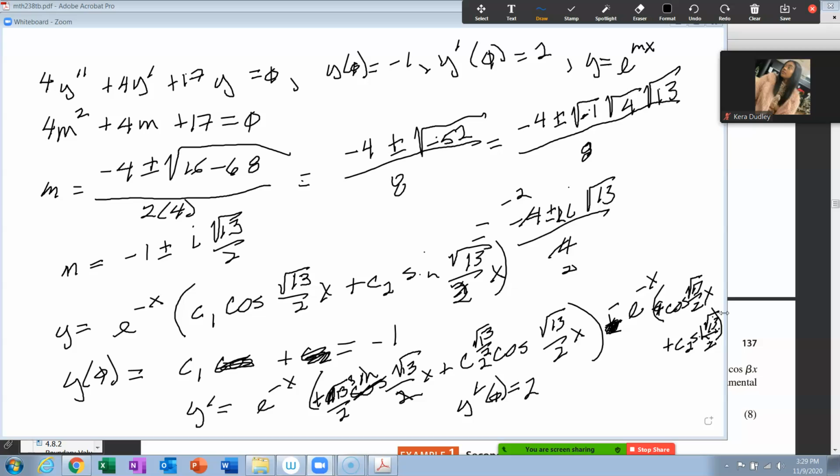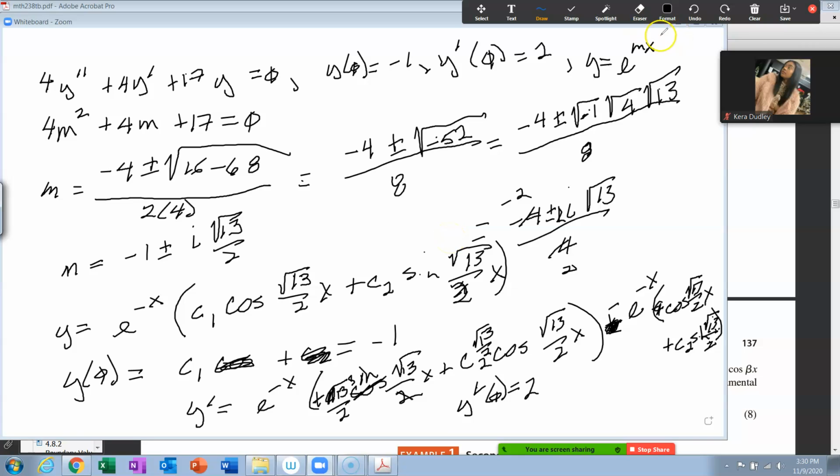Okay, now we've got to plug in 0 for x. Well, 0 for this x gives you a 1. Okay, 0 for the x here, the sine of 0 is 0. 0 for the x here gives you a 1 here. So we have, and this is equal to 2. I just don't have enough room to write.